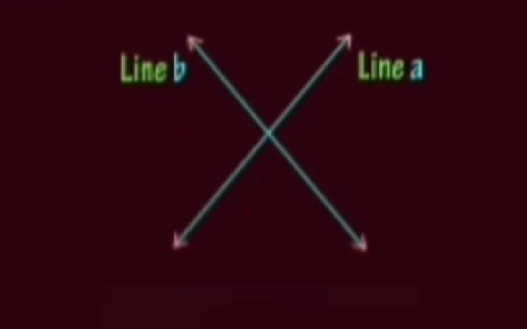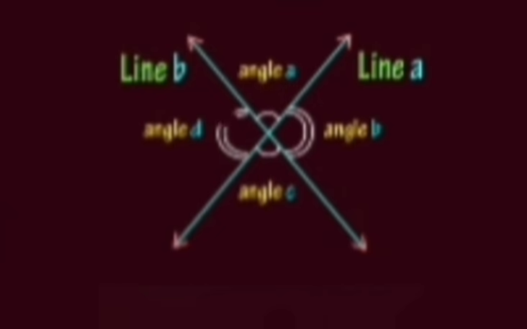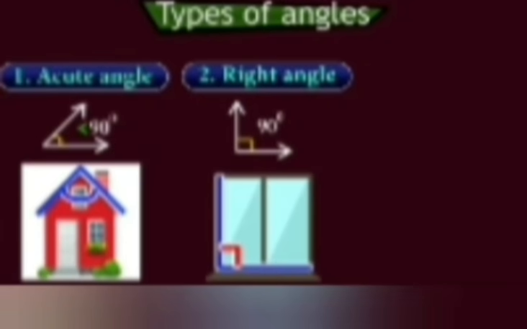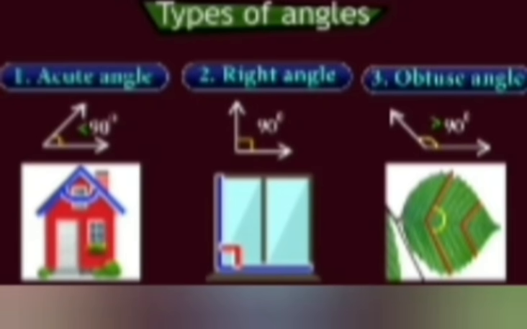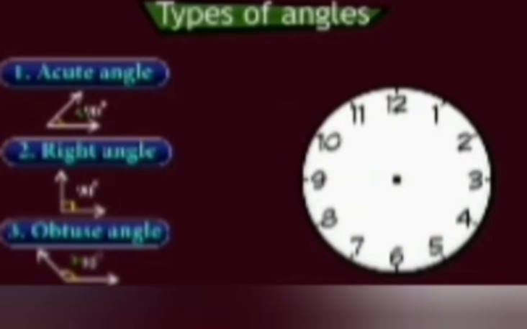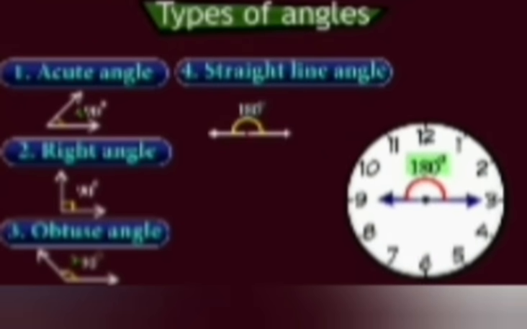Now there is a line A and there is another line B, and you can see that line A and line B are intersecting each other. So whenever lines intersect, we have angles in between. Now look at the types of angles. You know about acute angle, which is less than 90, right angle is equal to 90 degree, obtuse angle which is more than 90 degree, straight angle where two arms are in a straight line which is equal to 180 degree.